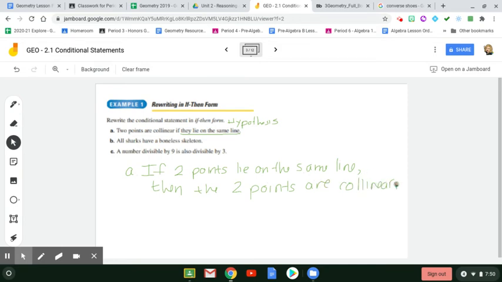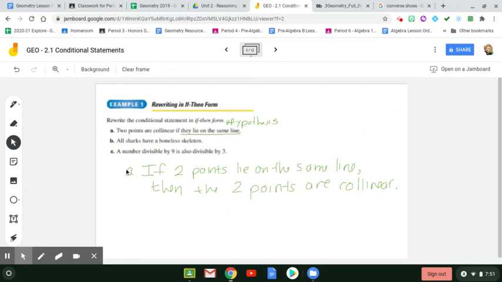And again, I'm not asking you to determine if it's true or false. All I'm asking you to do is to rewrite the conditional statement in if-then form. So if you can identify what the hypothesis is, if there is an if in the problem, whatever follows the word if is the starting point of the if-then form. So let's take a look at the next one.